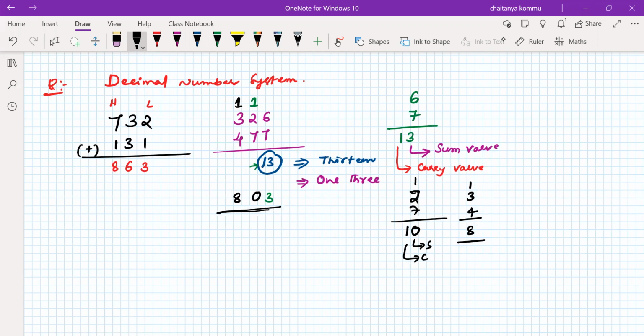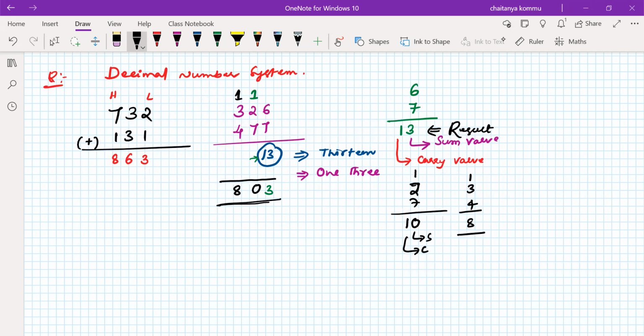By the by, this entire thing we can call it as the result. What does the result consist of? It consists of the sum value. It consists of the carry value also. Is it clear? Fine. So this is how the value 3 to 6 is added with 477.